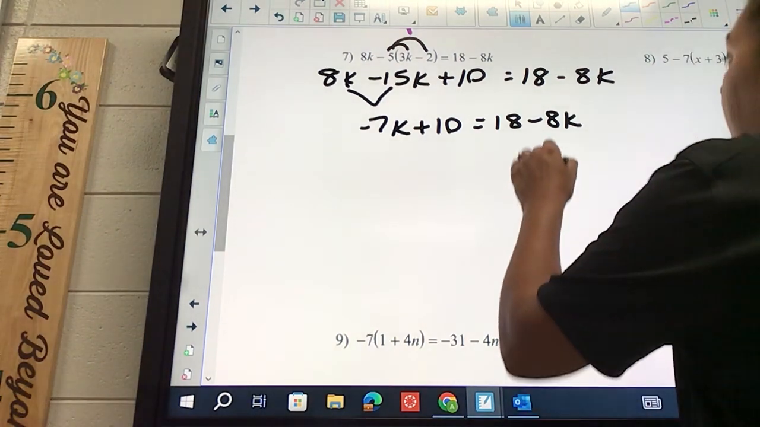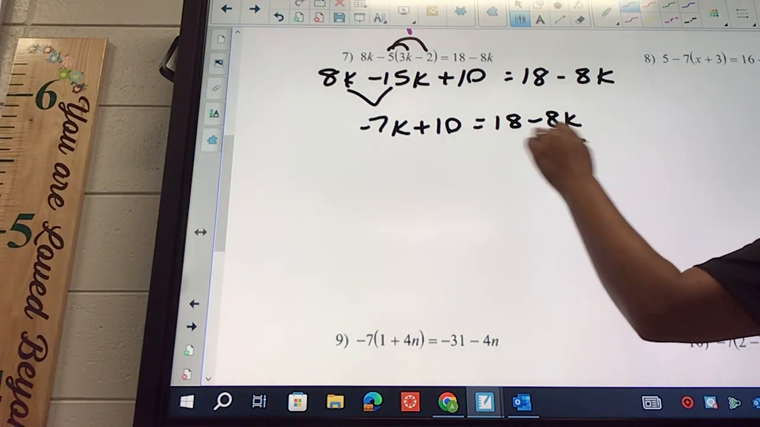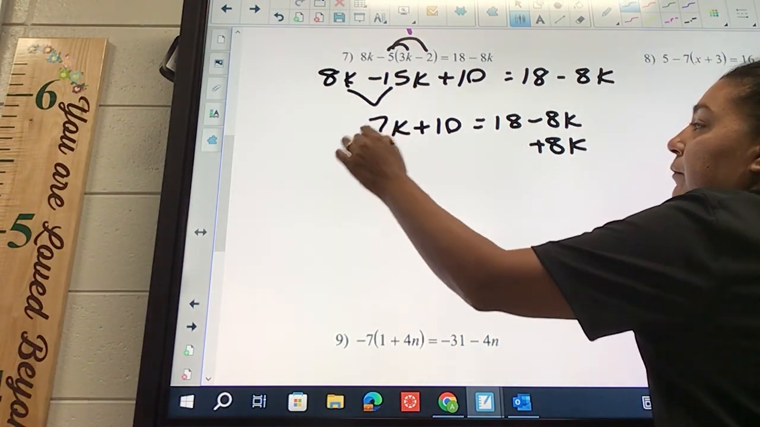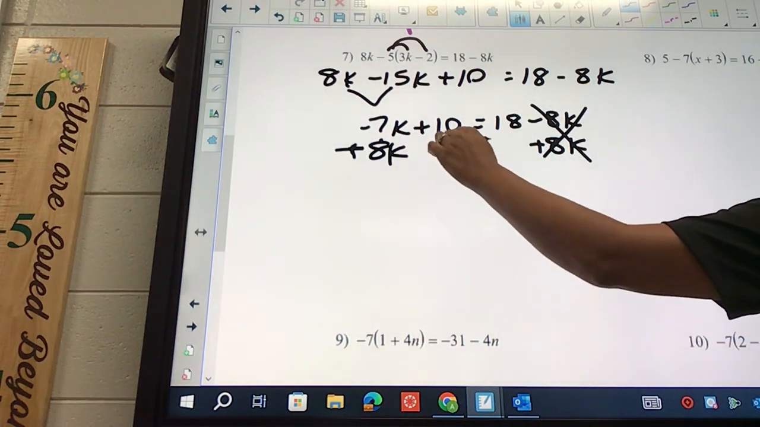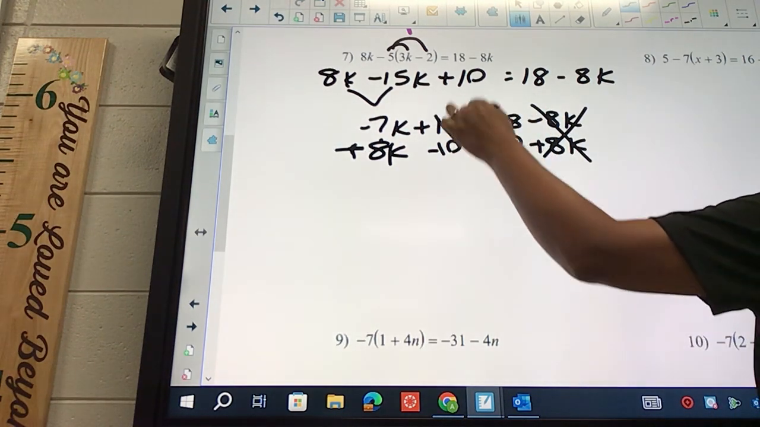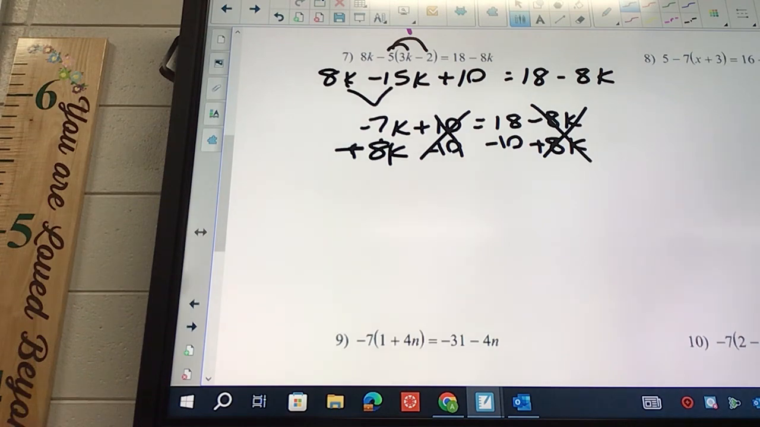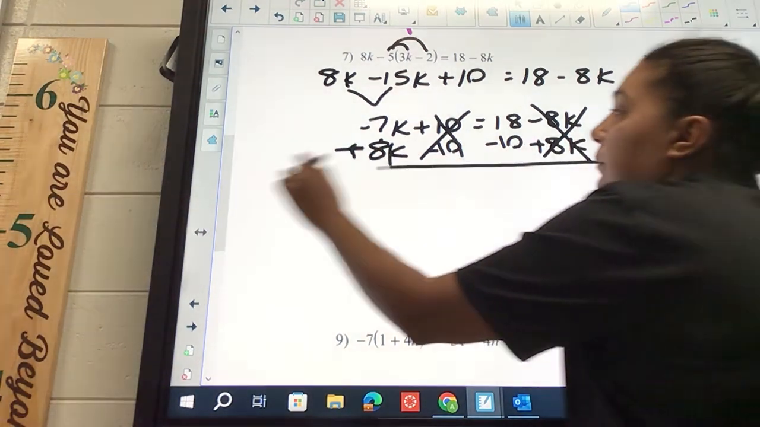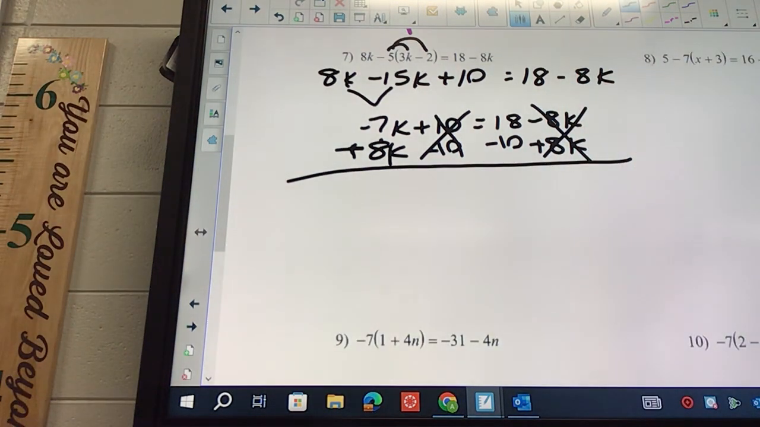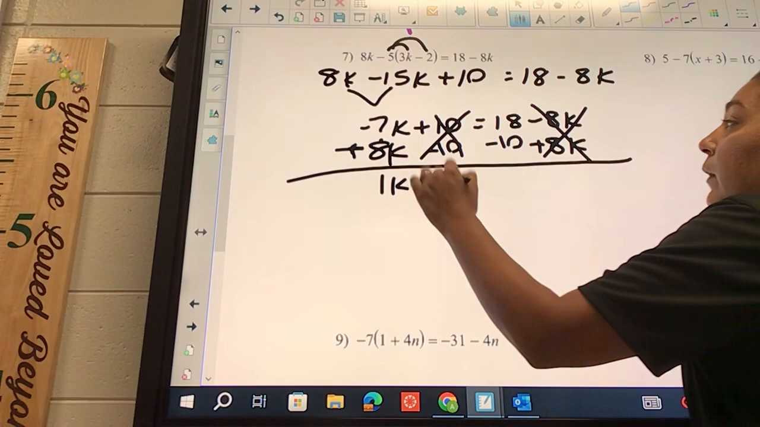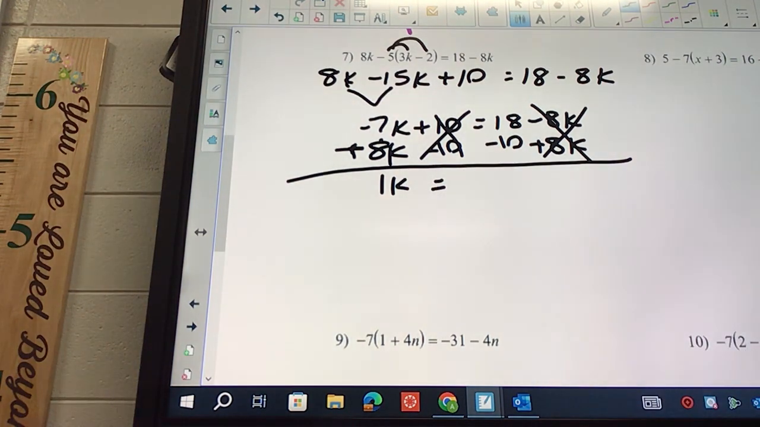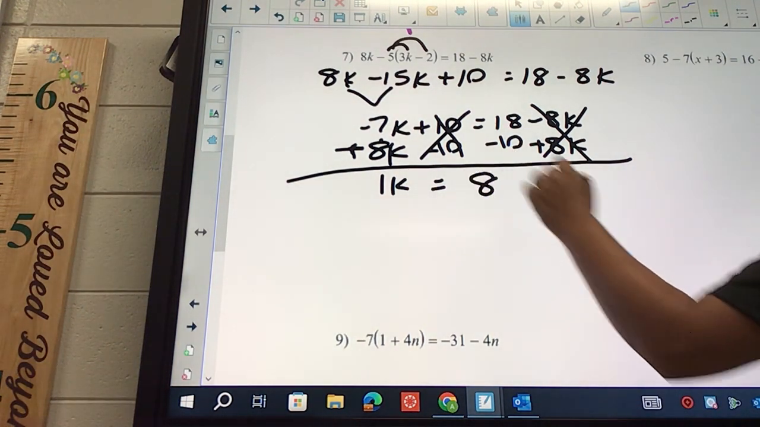Okay, and then our 8 needs moved over. And our 10 needs moved over. Negative 7 plus 8? 1k. 18 minus 10? 8.